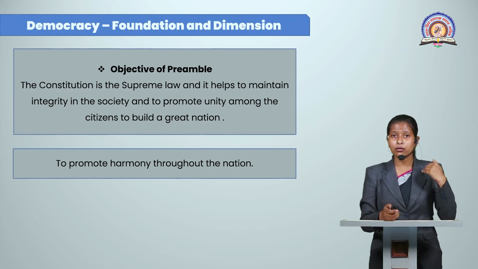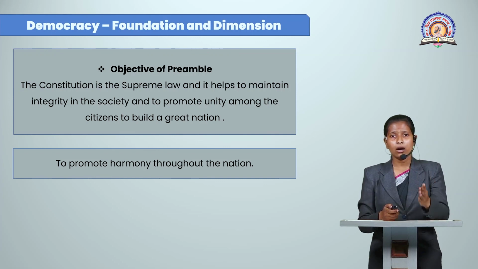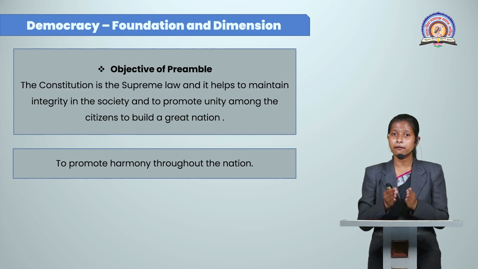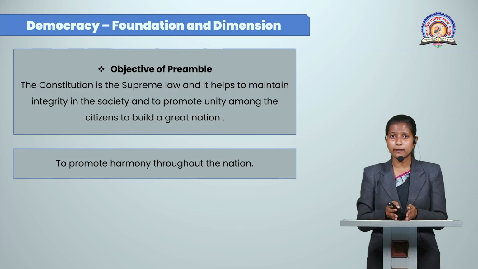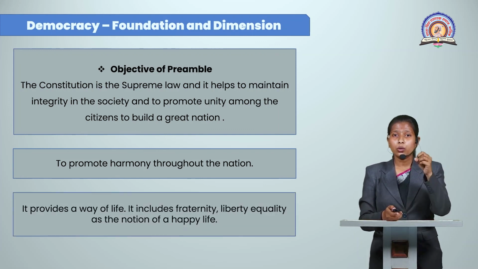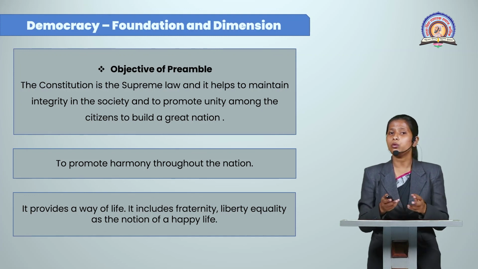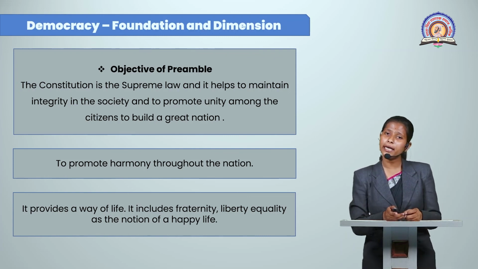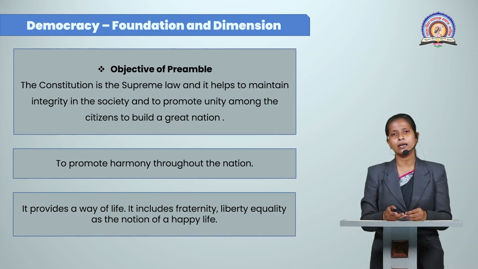For this movement, this freedom struggle, democracy is inserted in our preamble because we have a vast area with different religions, different castes, and genders. So democracy is established in our India and it is highlighted in the preamble. It also gives the objective of promoting harmony throughout the nation. It provided a way of life. It includes fraternity, liberty, and equality as the notion of a happy life. So these are the objectives of the preamble, which also give a clear dimension of why democracy is inserted in our constitution.